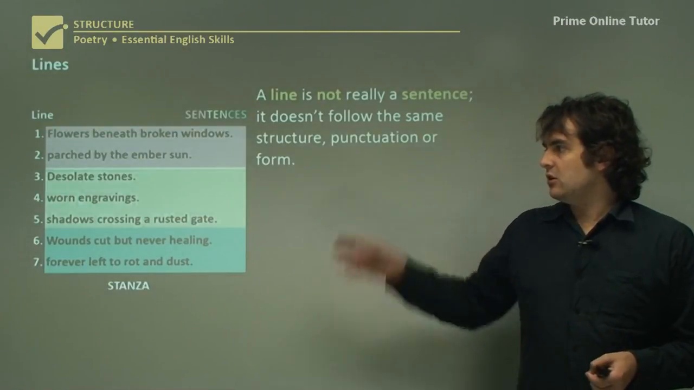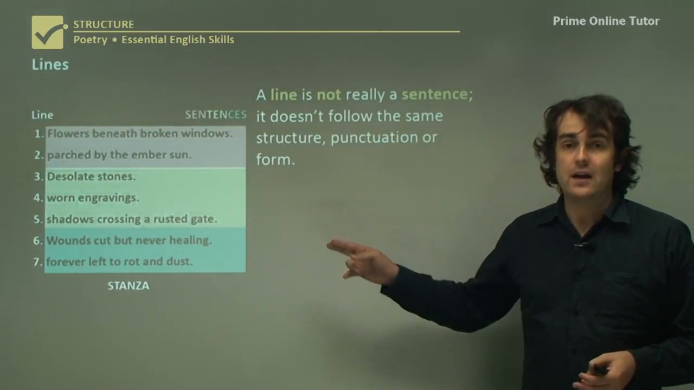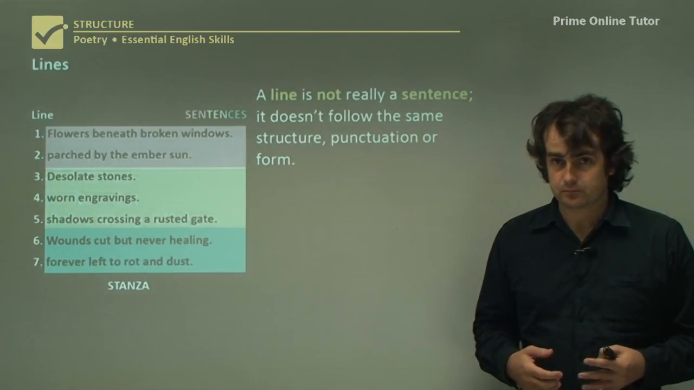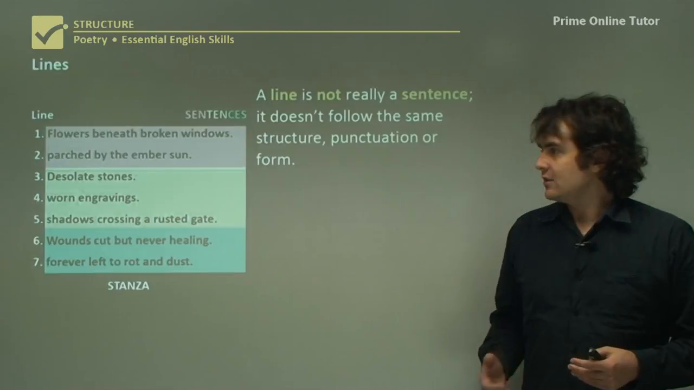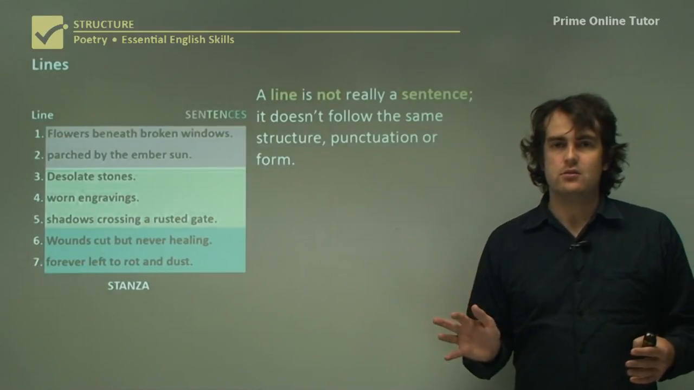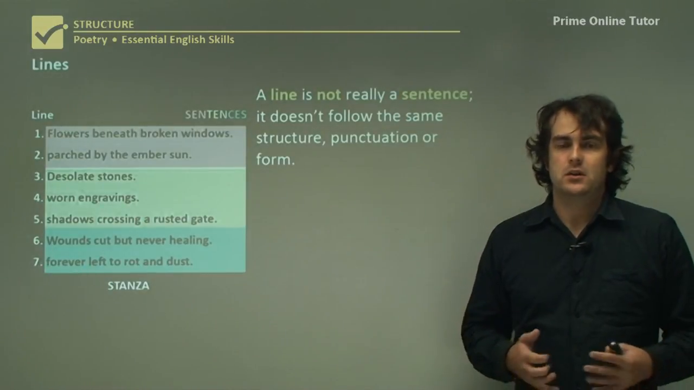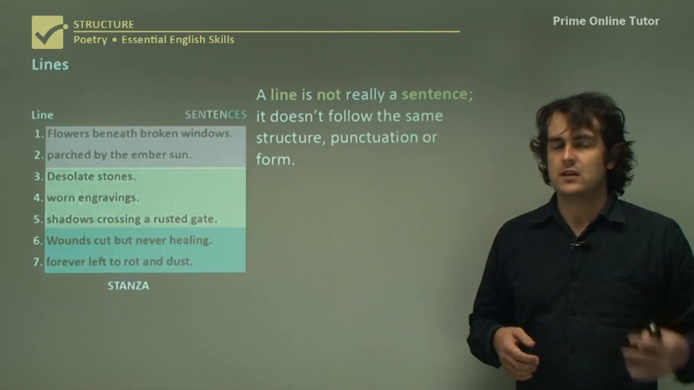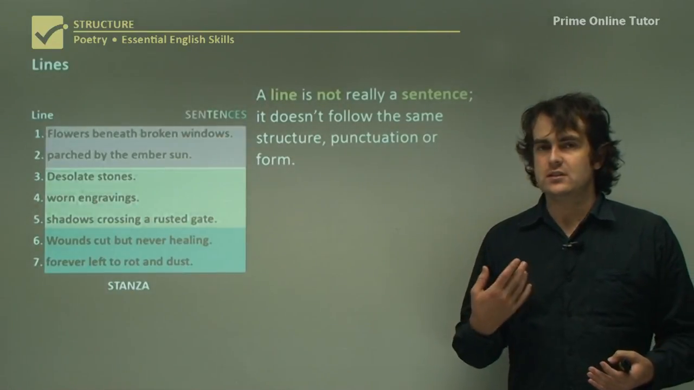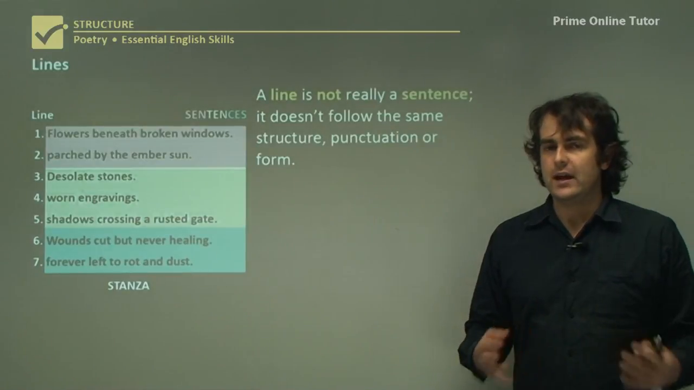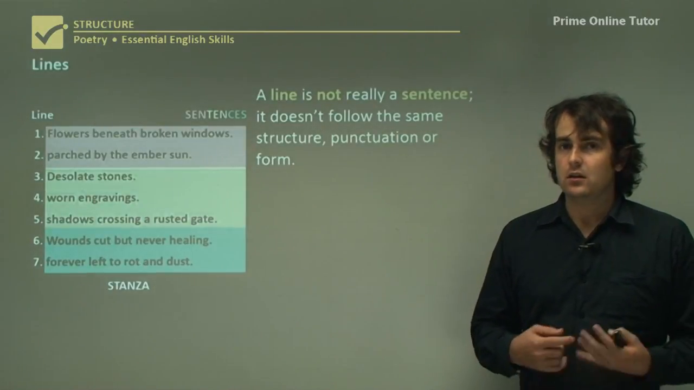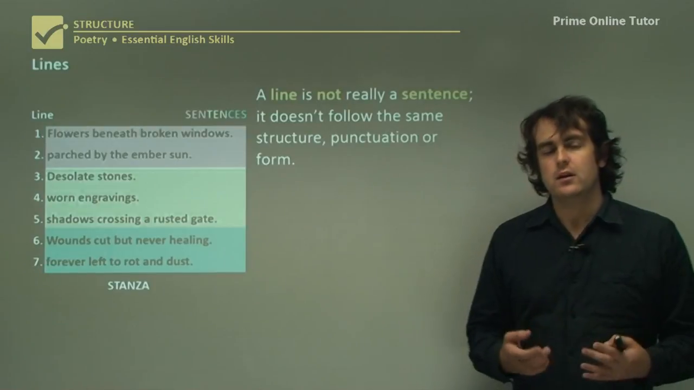So for instance, you would go lines 3 to 5, which will be that one sentence. It doesn't follow the same structure, punctuation, or form either. So as I said, the sentences cut themselves off halfway through, and that's fine, because that's what a poem does. It cuts off sentences in order for it to sound more like a song or a speech, something that you would read aloud to someone. And indeed, a lot of poetry is really good when it can be read aloud.